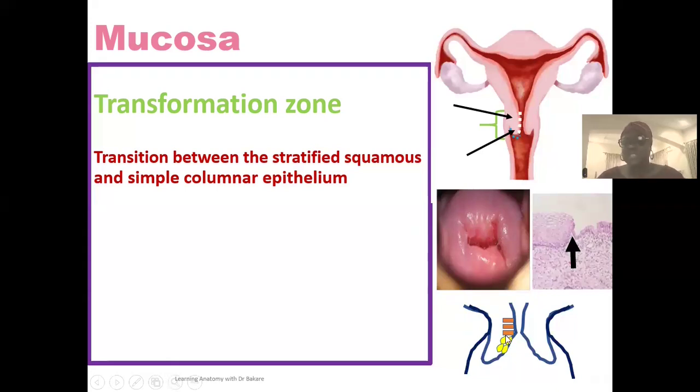We can also use this lower image. This is where we have the transformation zone, arrowed at this point. You see that at this point, the mucosal lining of the endocervix, which is simple columnar epithelium, is changing into stratified squamous epithelium. So this is what is referred to as the transformation zone. The mucosal lining of this region is also different from the other two sub-regions, because at this point cells are beginning to be transformed into another type of cell.